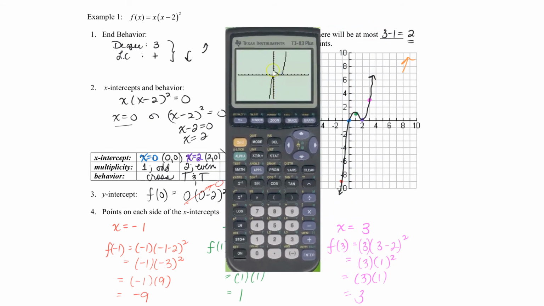My x-intercepts are at 0 and 2, and I can see that it's falling left and rising right. It comes up and crosses and touches and turns and heads on its way back up, right? So we've gotten a very good rough sketch. The graphing calculator verifies for us that we've done it correctly, right?